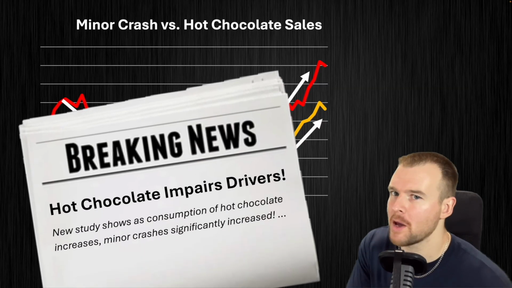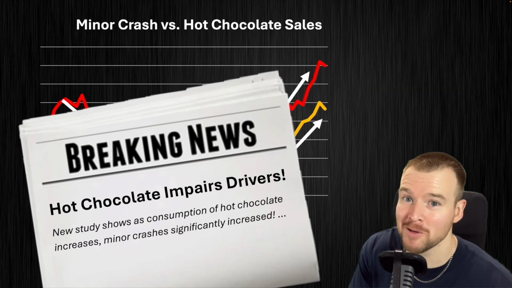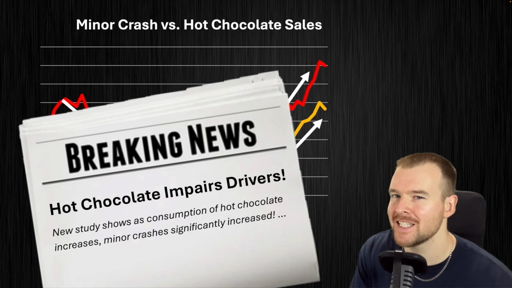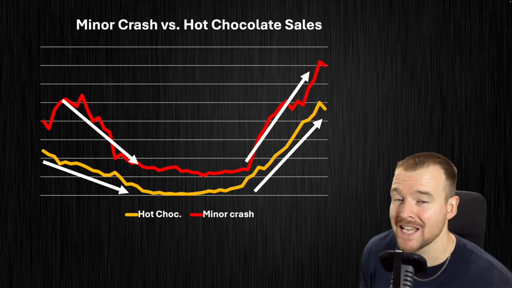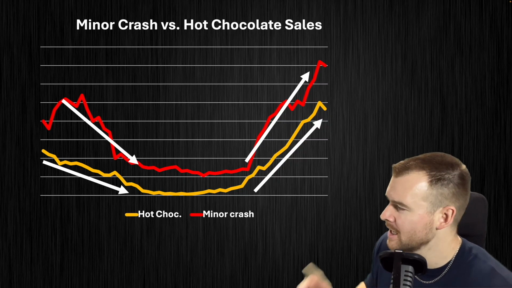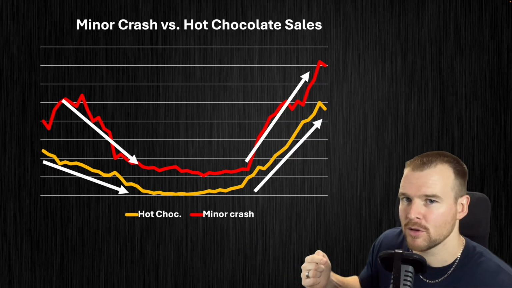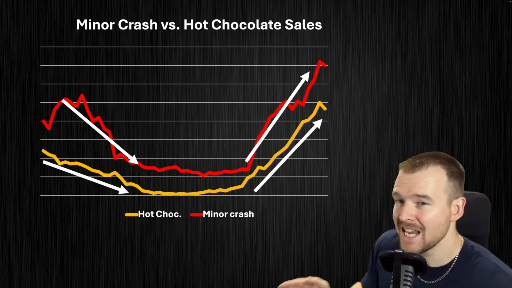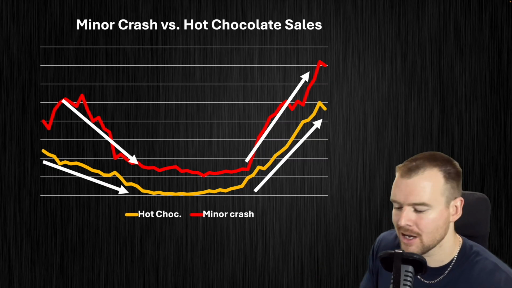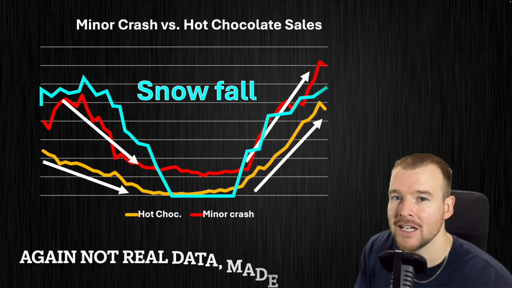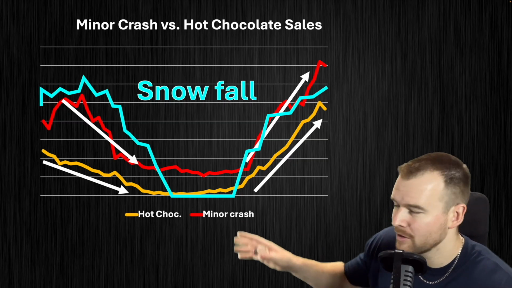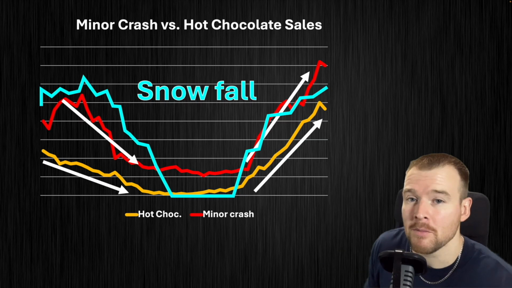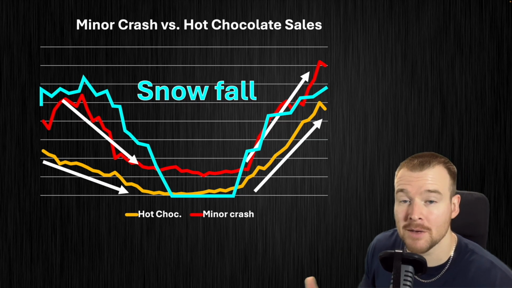But before you call the paper and put in an article that says hot chocolate impairs driving, maybe we should consider if there are any other factors here. Well, this graph is supposed to show what's happening over the course of a year. January would be the far side, December would be the closest here. So there's another factor that maybe is causing both of these, and that factor would be snowfall and temperature. So when it's in the colder January, February, December, and November months, there's going to be more snowfall. It's going to be colder.